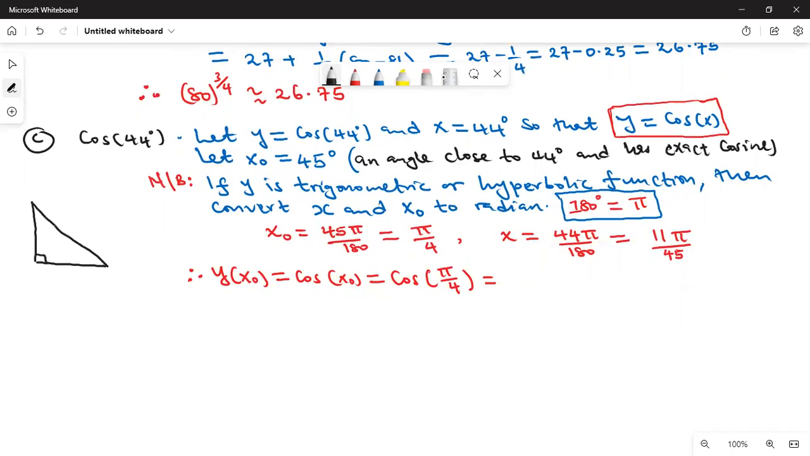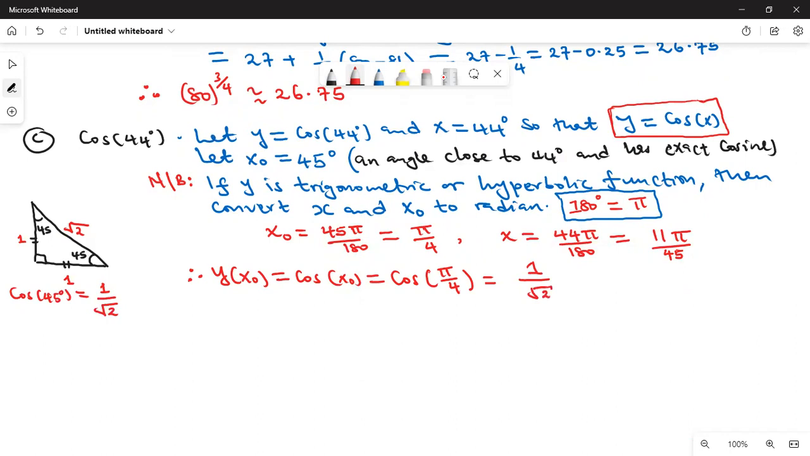A right angle triangle. If this is 90, then this must be 45, because I want this side to be equal to this side, and this angle must also be 45. If I let this be 1, this must also be 1, and when you use Pythagoras theorem, this will be root 2. So from that triangle, cos 45 is adjacent, which is 1, over hypotenuse, which is root 2. So which is the same as cos pi over 4. So the answer is 1 over root 2.